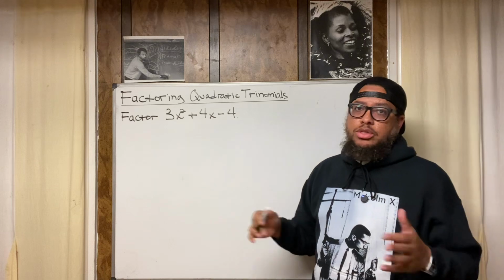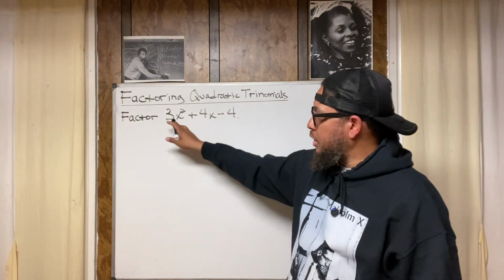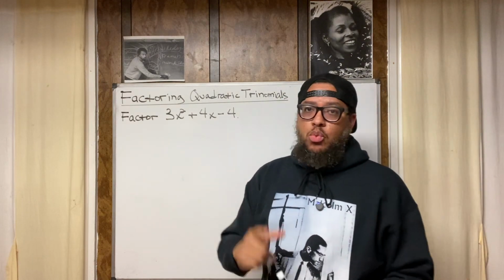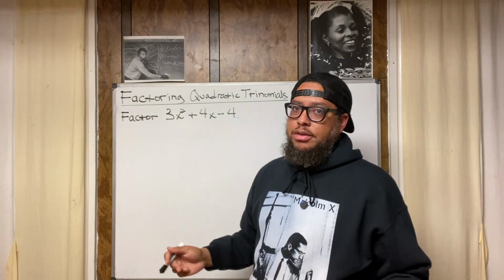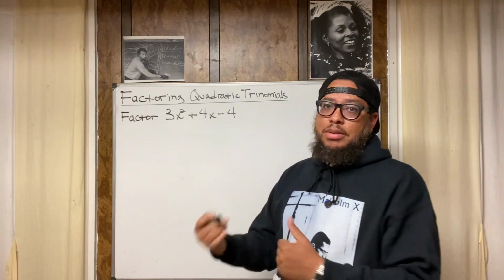Now, first thing you always want to do whenever you're factoring anything is check for a greatest common factor. You want to see if these 3 terms have a greatest common factor. And the greatest common factor that they have is 1. If 1 is your greatest common factor, it's almost as if it don't matter. That don't help you. All right, so we skip that step.